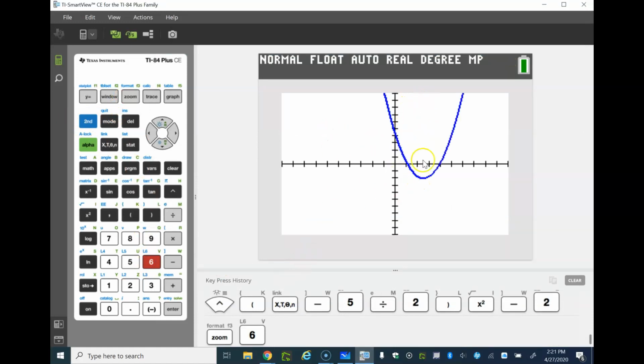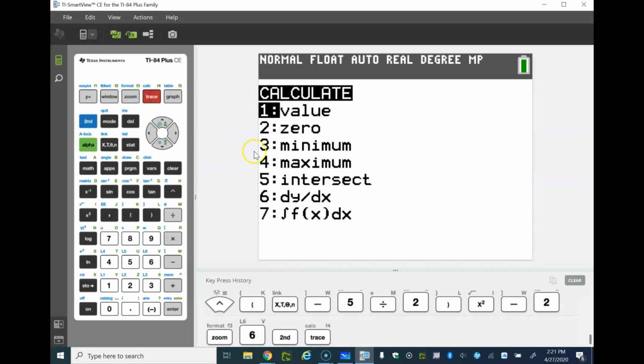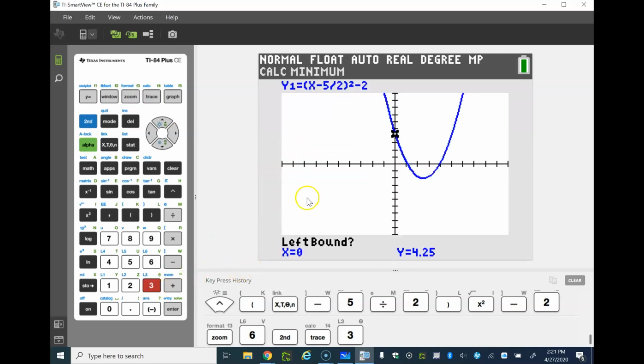The parabola is opening up. We need to figure out what the vertex is. So remember, hit second, then trace. And because the vertex is at the minimum part of the parabola, we're going to hit number 3, left bound. Remember, go to where you think the center is. It's just somewhere near it. So I think it's around right here.